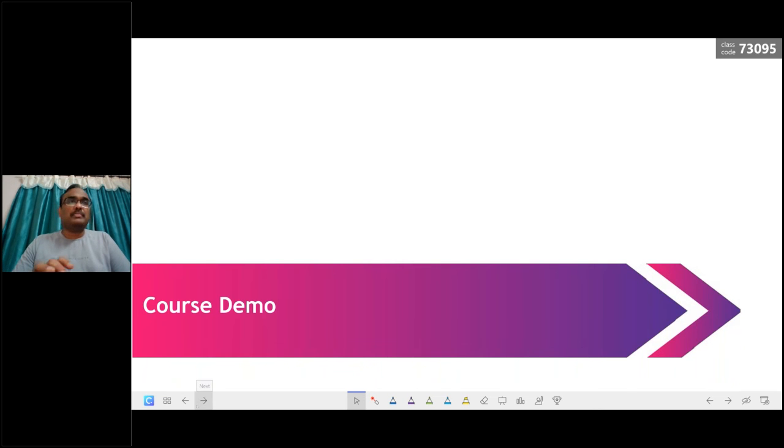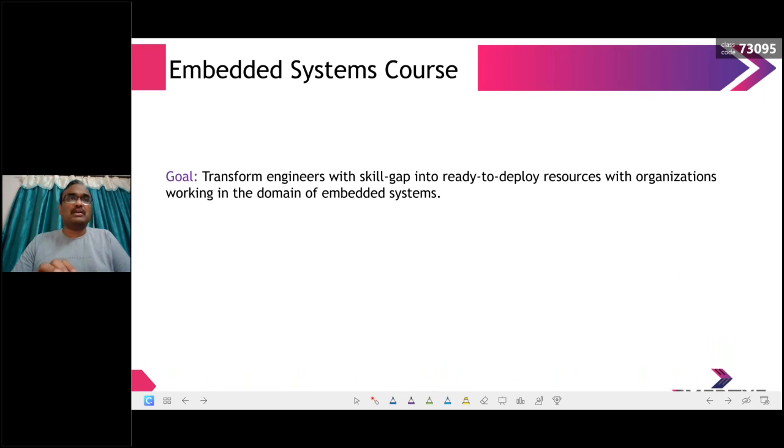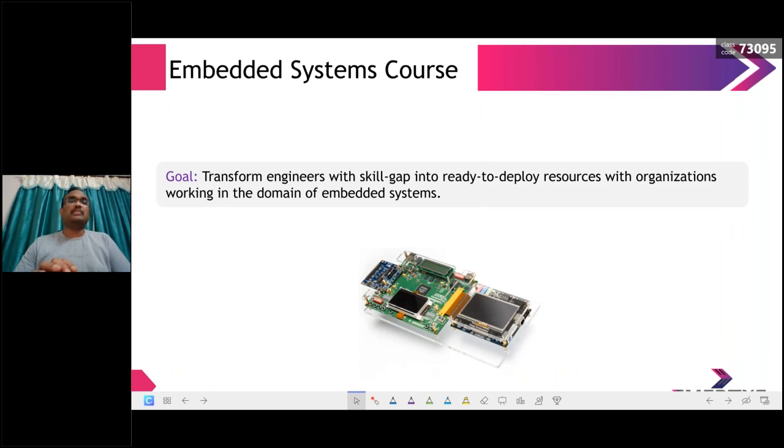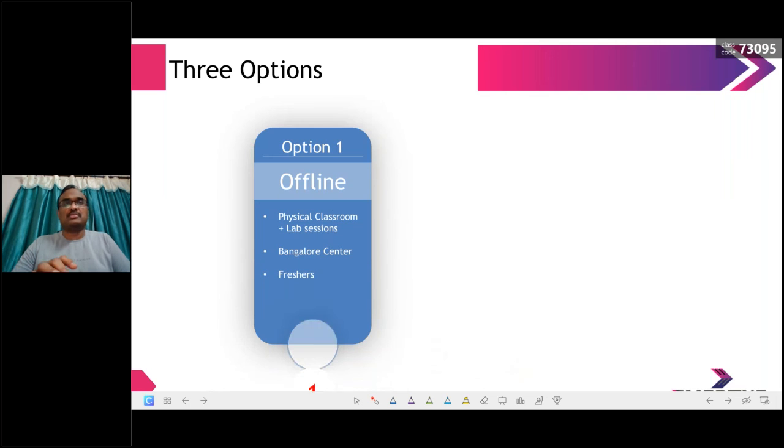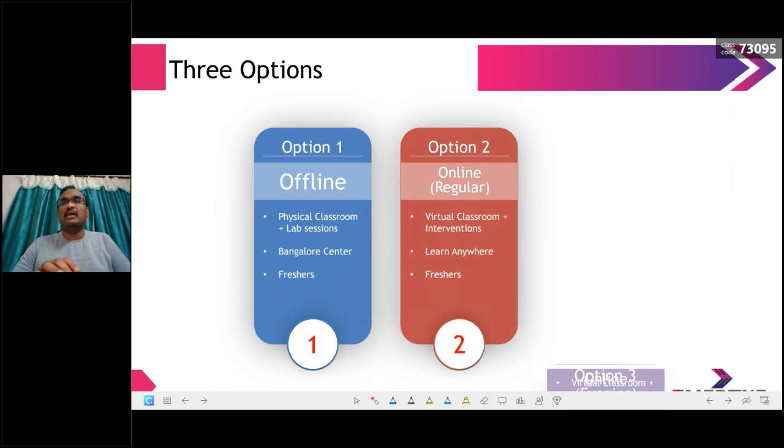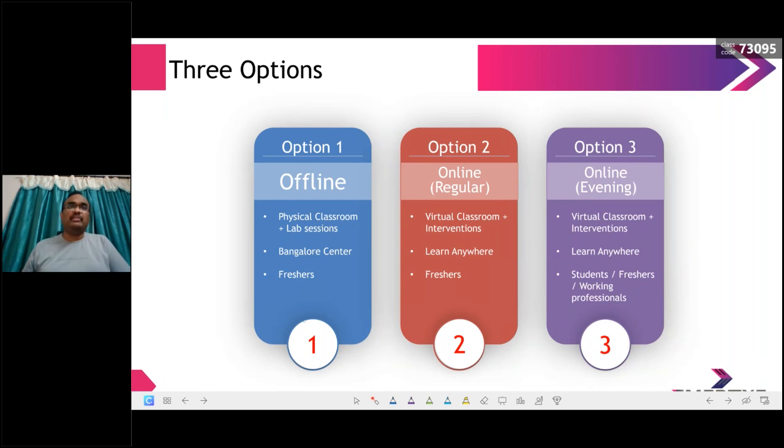So what is the course? Very simple. We are trying to skill you wherever there is a skill gap, and then help you to get a job in this particular domain. Then there are three options for this course. We already touched upon this briefly. Now let us get into a little bit of a deep dive and check how this works.